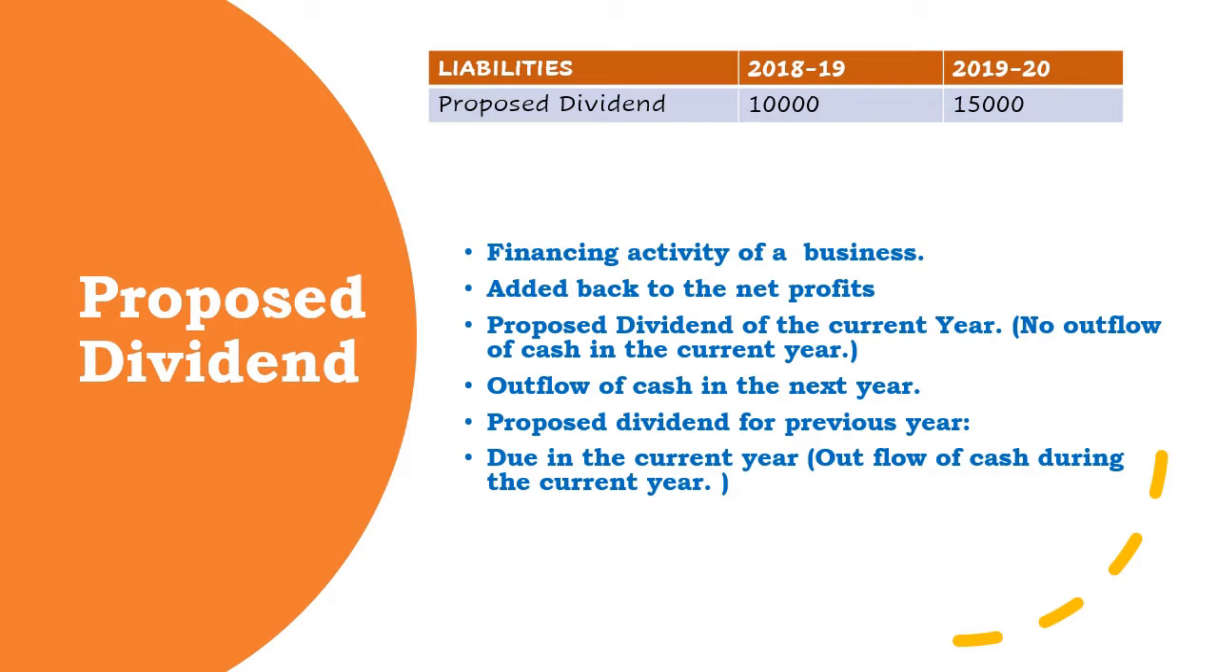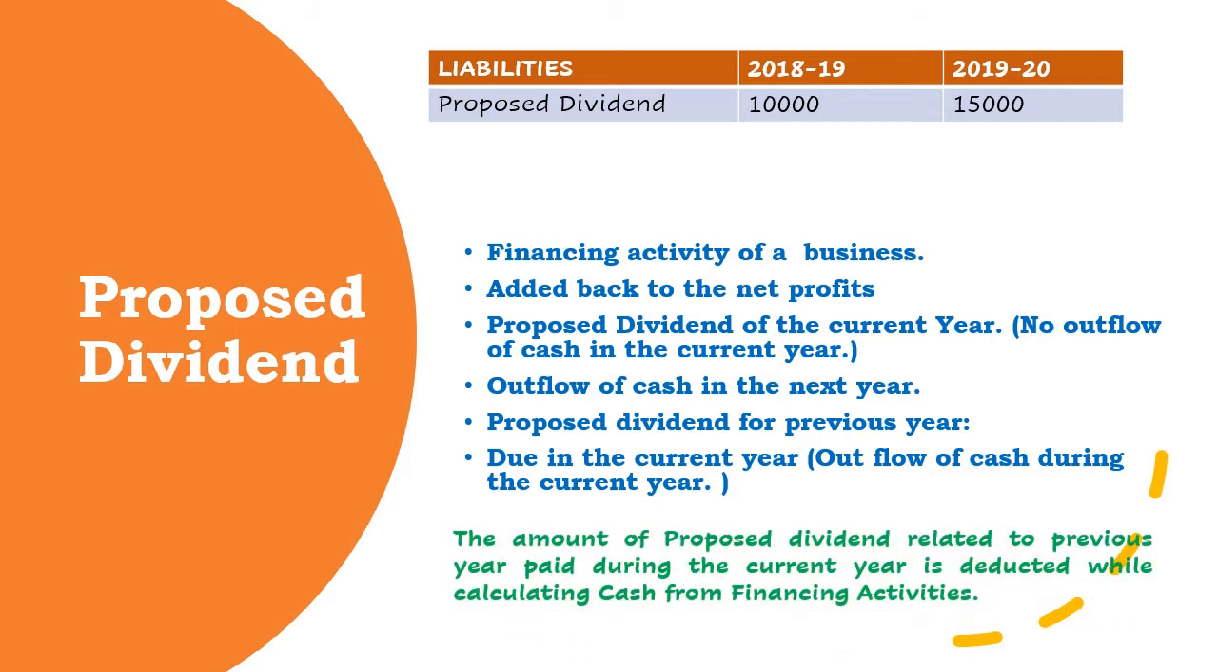In the year 2019-20, the proposed dividend of the previous year, amounting to rupees 10,000, will be paid by the company in this year. Proposed dividend is a financing activity of a business. It is added back to the net profit because this dividend is just proposed. There is no cash outflow or inflow. Proposed dividend of the last year will be paid in this current year. When it is paid, in that case there will be a cash outflow.